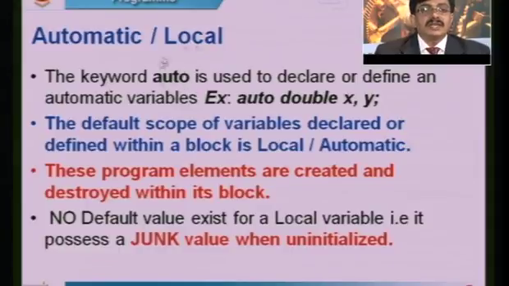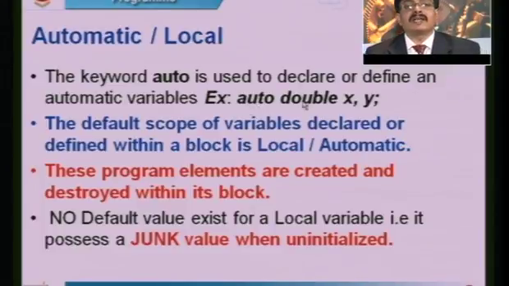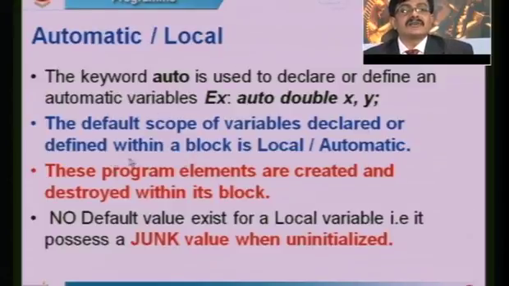So, fine. Here in this particular case I can make use of the keyword auto there, but whenever I declare a variable within a block without the keyword auto also, by default the variable will be treated as an automatic variable or a local variable. The default scope of variables declared or defined within a block is local or automatic. Both mean the same: local variable as well as automatic variable.